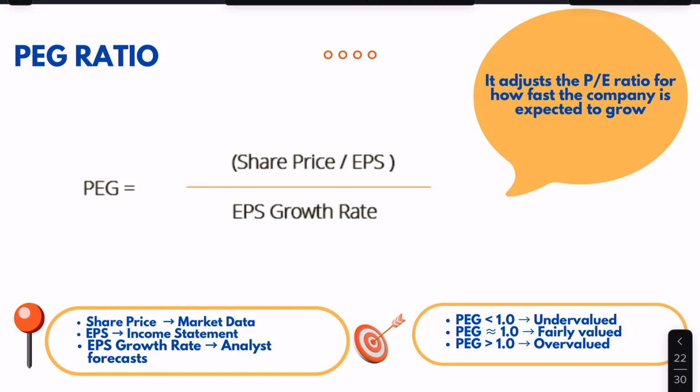As a benchmark, if the PEG is below 1, the company is undervalued, the stock is undervalued. If it's at 1, the company is fairly valued, or if it is more than 1, the stock is overvalued. So a PEG under 1 is a good sign that the stock might be undervalued relative to its growth.